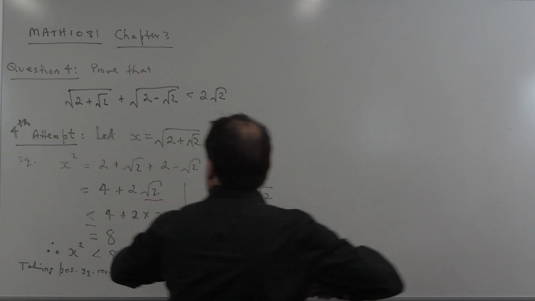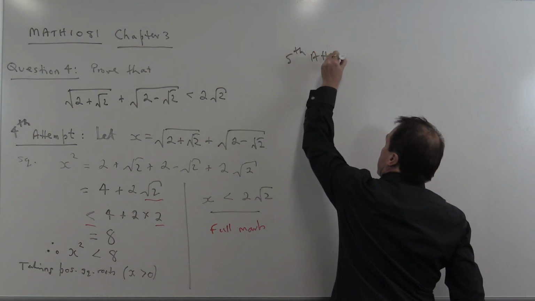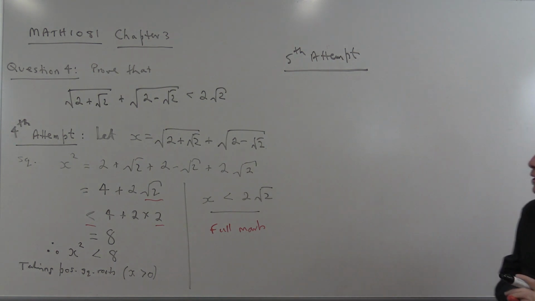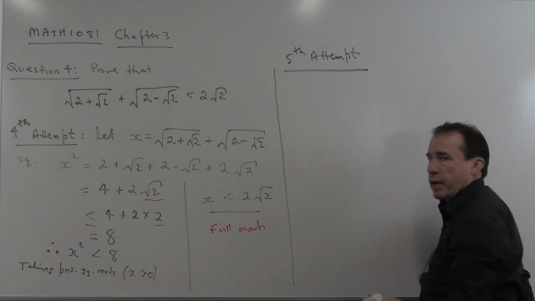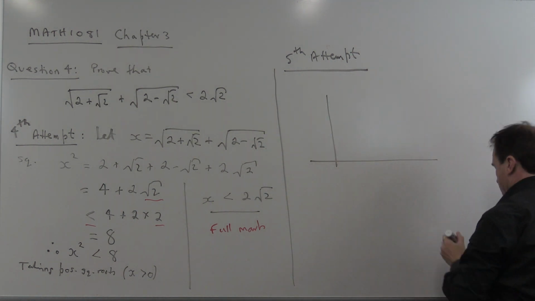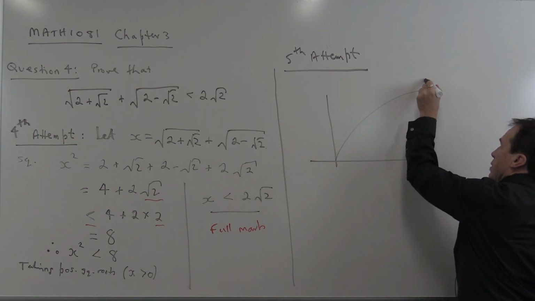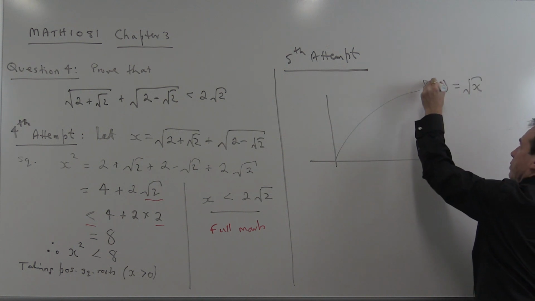So this is going to be my 5th attempt, which I wouldn't expect a student to do in a test, but it's just another interesting way of looking at this problem. And I'm going to do this using some simple ideas from calculus. So I'm going to draw the graph of y equals the square root of x. So I'll call this function f of x is the square root of x.